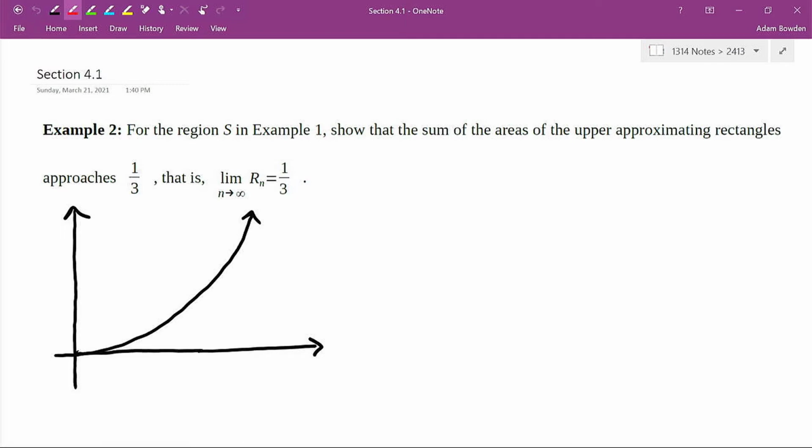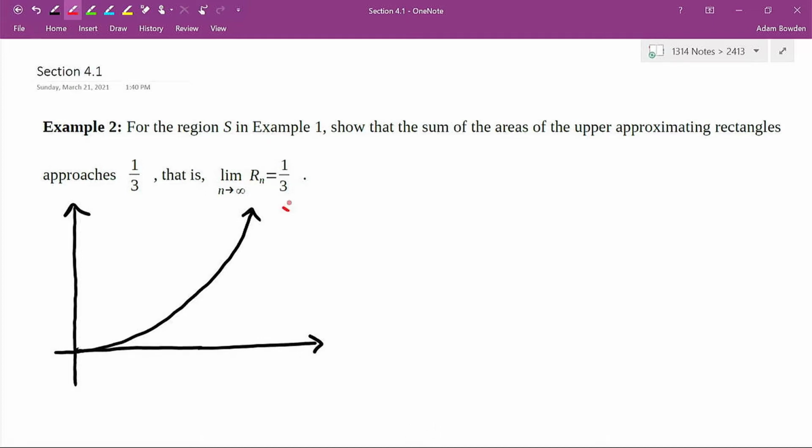In this example, we're going to continue our discussion here on the function. We're going to show that the sum of the areas of upper approximating rectangles approaches 1/3. That is, the limit as n goes to infinity of r sub n is equal to 1/3. Now we're still going to be dealing with the function y equals x squared from 0 to 1. And so let's visualize what's going on here. We're going to make some rectangles. They call them right rectangles. So I'm going to put the right corner here on the curve.